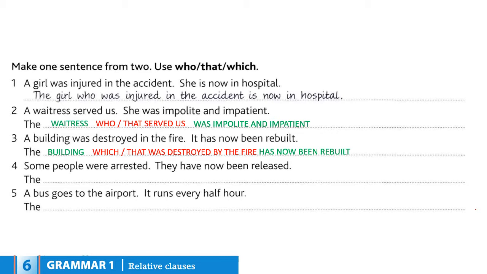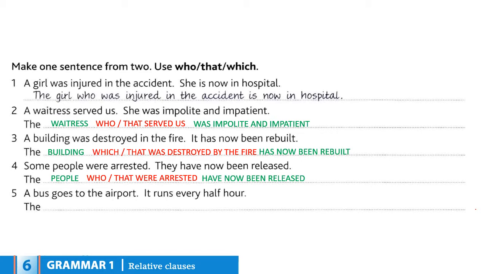Number 4. Some people were arrested. They have now been released. The people. What people are you talking about? The people who were arrested have now been released.